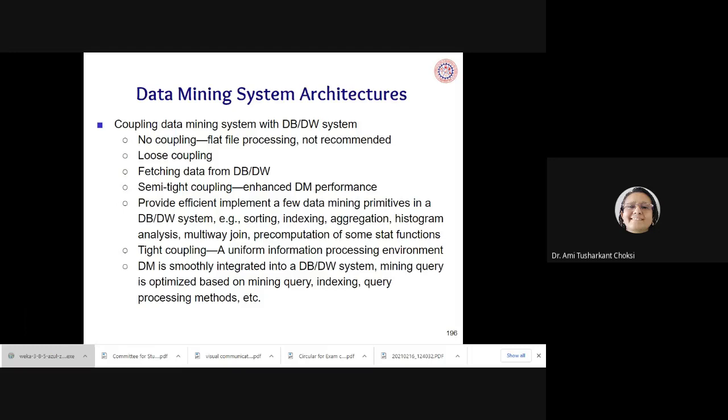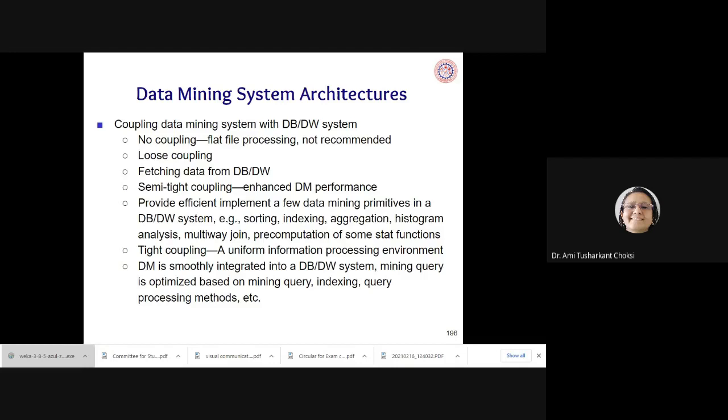If you remember, when we have semi-tight coupling, what we have talked of is semi, not fully loose coupling, not tight coupling, but semi-tight coupling. In that, we can have a few data mining primitives in the database and data warehouse system. That is, some functionality of the database we have, some functionality of the data warehouse we have, because it is semi-tight coupling, not fully.